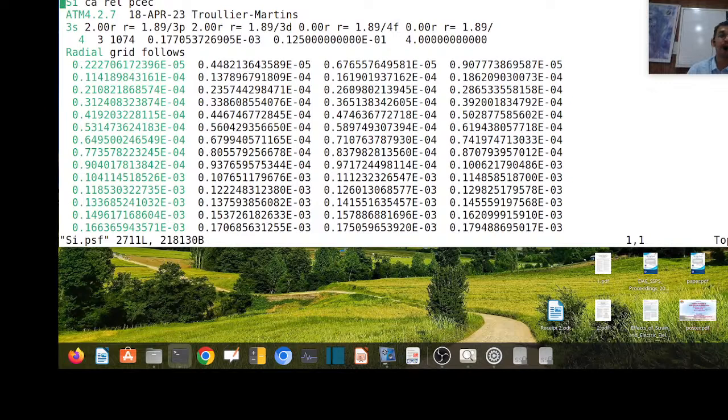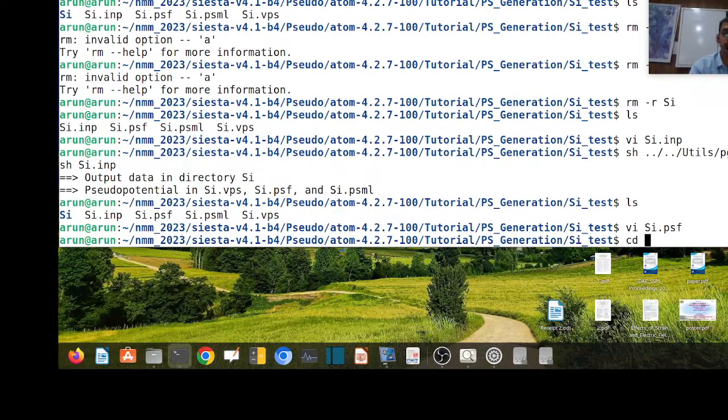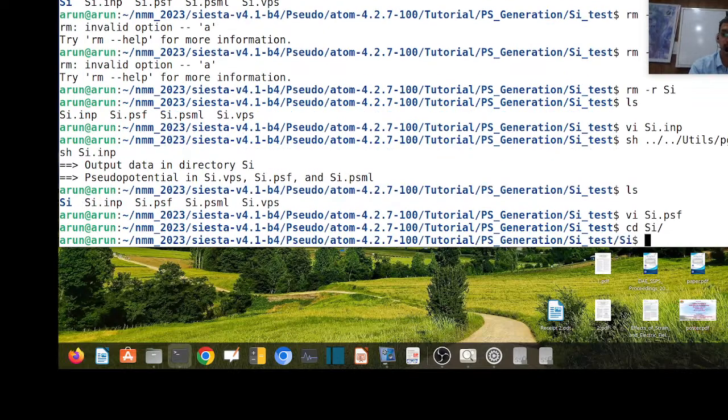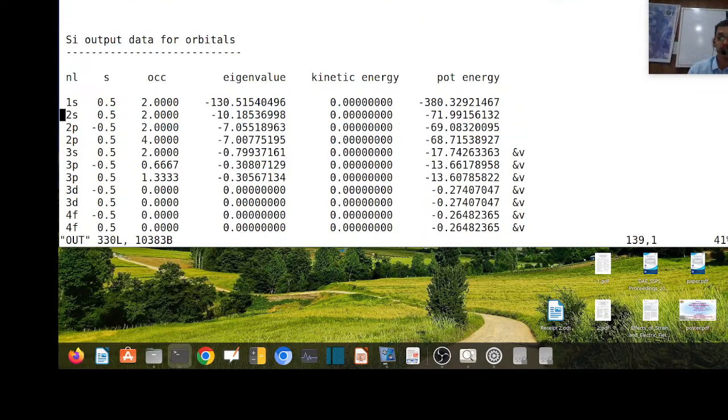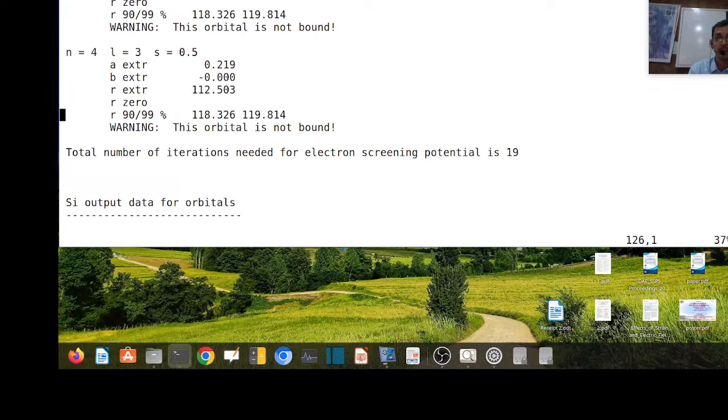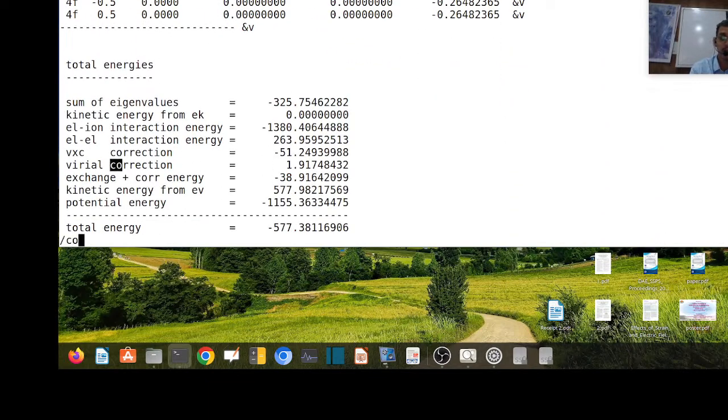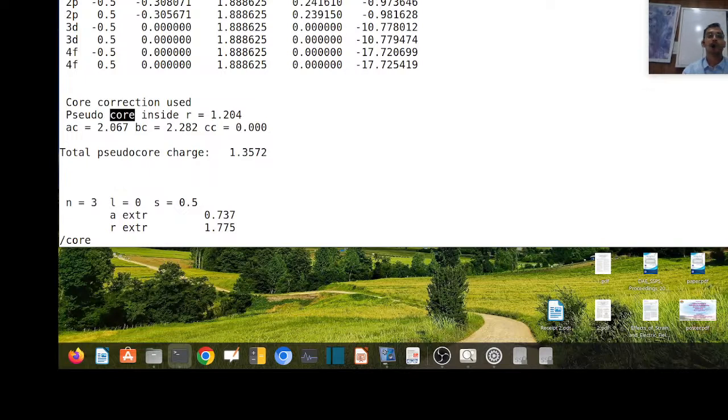This is the core correction, PCEC. It came automatically, I ran it. When you wrote PE inside the input file, it automatically did the core correction and gave it. It was also written in the out file now. So vi out, pseudocore inside this.